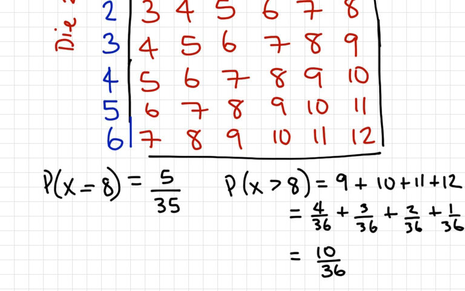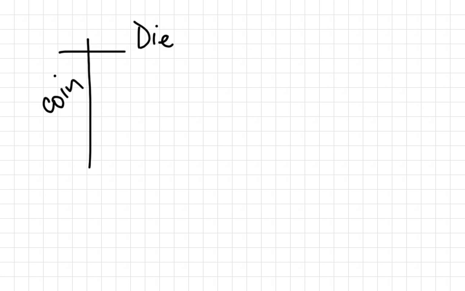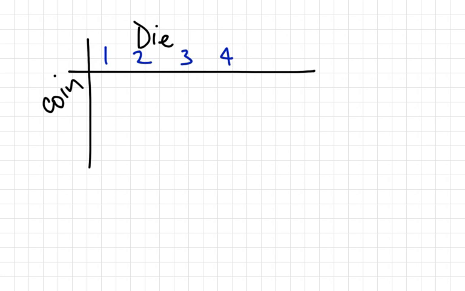Alright, let's complicate things a little bit. In this next question, we're going to throw a die, so one die, and a coin. We're going to look at what probabilities we're going to get. From the die I'm going to get 1, 2, 3, 4, 5, 6. And let's move the coin a little bit away. From the coin I can either get a head or a tail. Can't get anything else from a coin.